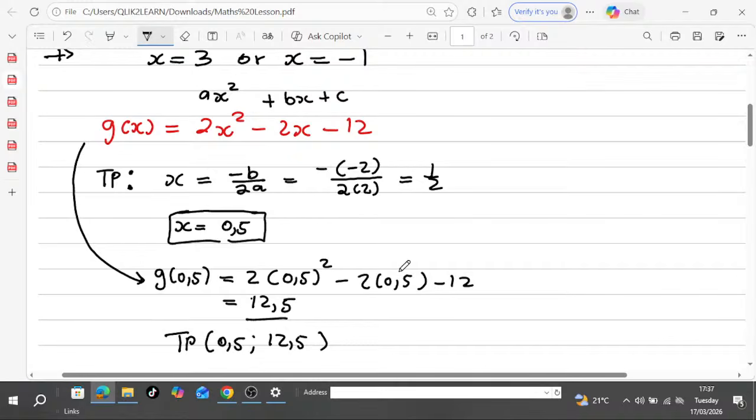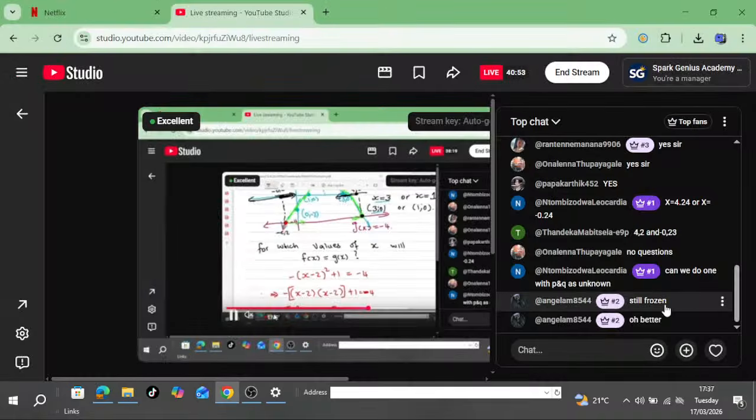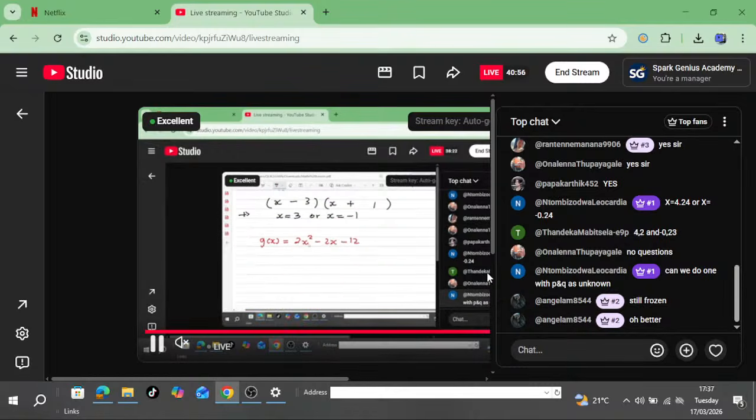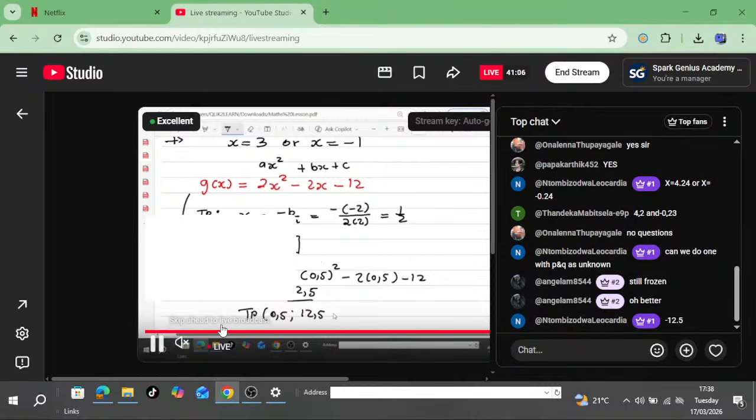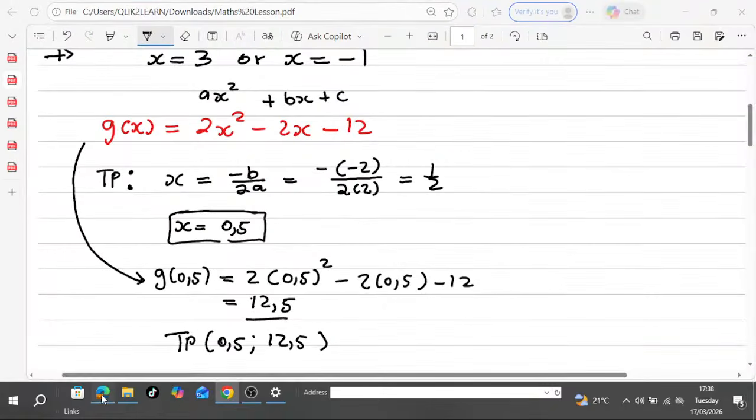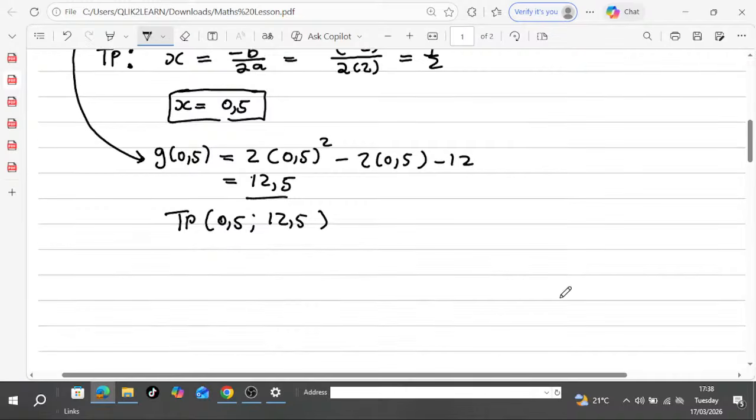So what's next? We have the turning point. What is the next step? Remember, when you plot the graph, you first start by finding what? Thank you, Ntombizoto, minus 12.5. So now we need to find the x and the y-intercept. Let's start with the y-intercept of that graph.